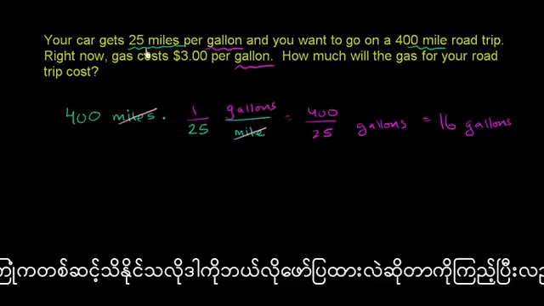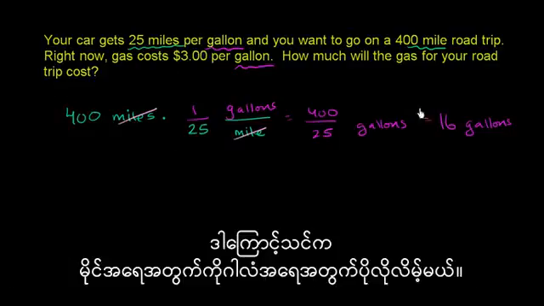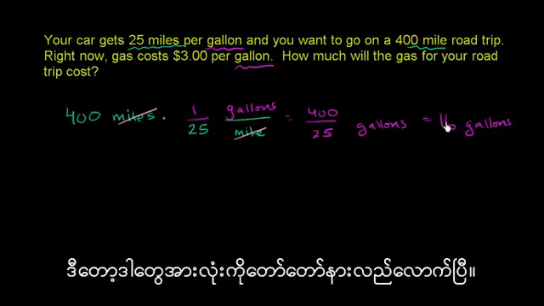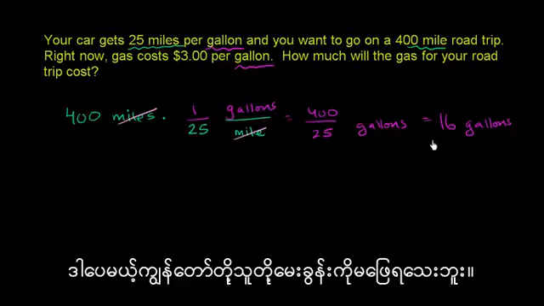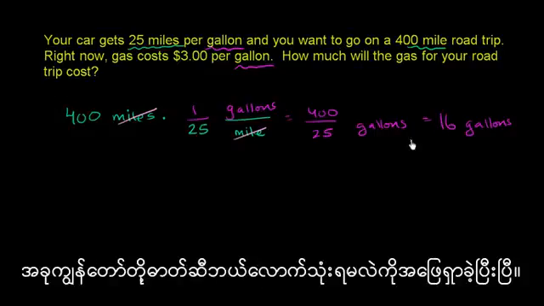So that just makes sense from experience. And it also makes sense based on how it's stated. You get 25 miles per gallon, so you're going to need fewer gallons than you're going to need miles. So this all seems to make sense so far. But we haven't answered their question. They want to know, how much will my trip cost? Right now, we've just figured out how much fuel we're going to use.